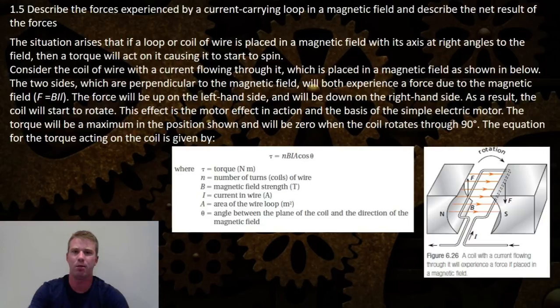Now, the other thing you might need to know for your HSC is the formula there in the middle of that slide. You've got torque, you've got the number of coils, which is going to affect torque. You've got the magnetic field strength. You've got the current in the wire, you've got the area in which that is being processed, and you've got the angle, and that relates back to 1.1.